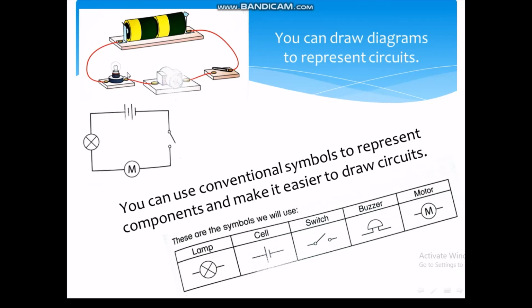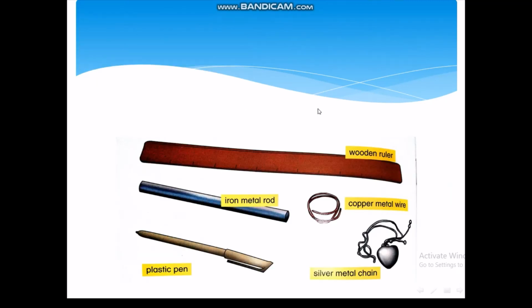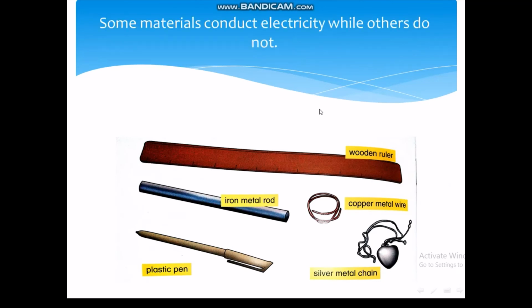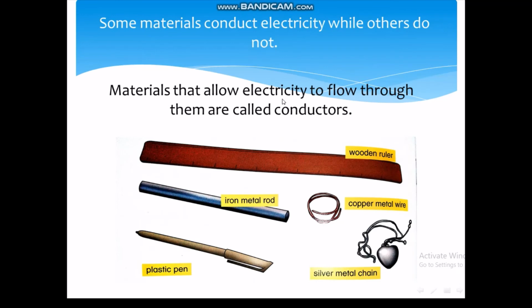2 batteries up here, 1 lamp, 1 motor, and 1 switch. Now let's study the metals or the materials that allow electricity to pass through them. Some materials conduct electricity while others do not. Conduct electricity means they allow the electricity to flow through them, and we call them conductors. Examples of conductors in the picture: iron metal rod, copper metal wire, and silver metal chain.